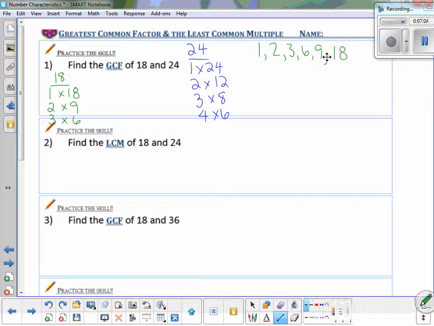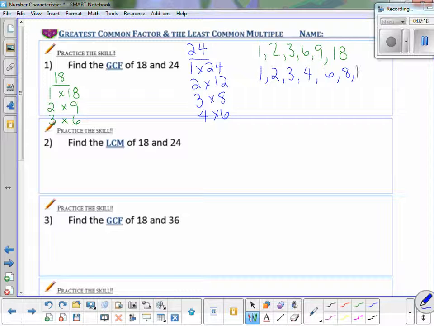For 24, let's list these in order. So we would have 1, 2, 3, 4, 6, 8, 12, and 24. And guys, I just got those from my factor pairs. All right, now let's go to step number 3.